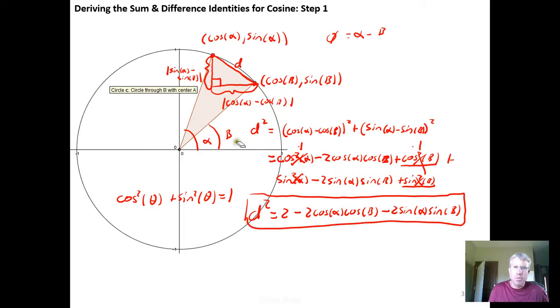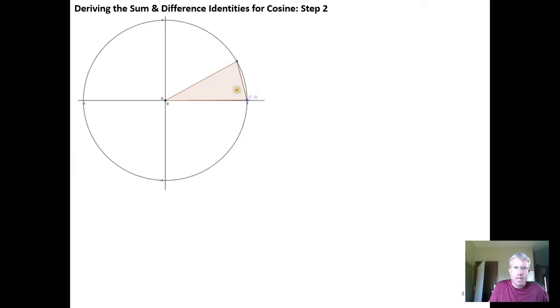And then our next move is going to be to take this triangle that we constructed right here, and we're going to rotate it through an angle of minus b degrees or b radians, however we're measuring this angle. We're going to rotate it so that the triangle lays down on the positive x-axis. So on the next slide I've done that. I've rotated it this way.